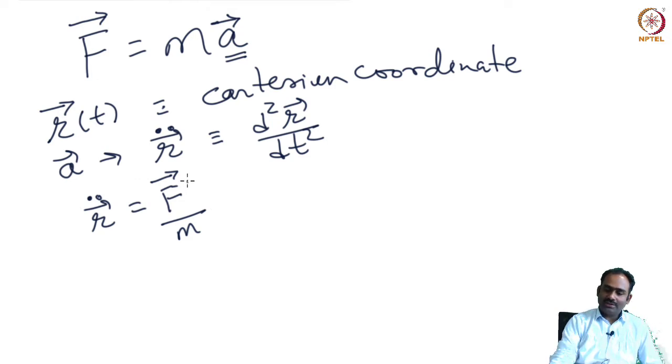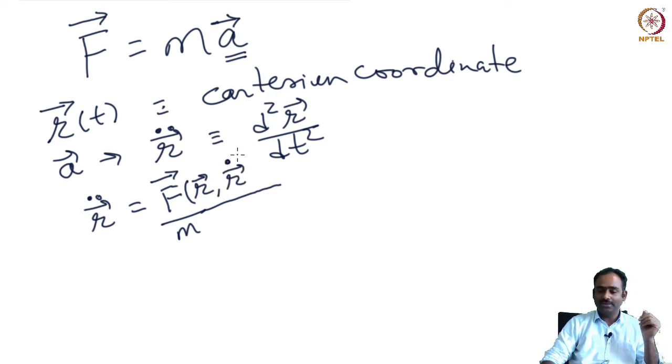Let me also specify the arguments that enter into the force. The force could, in principle, depend on where the particle is at the time t, so it could depend on r. It could depend on velocities, how fast that particle is moving. It could depend on other things, and it could also depend on time.